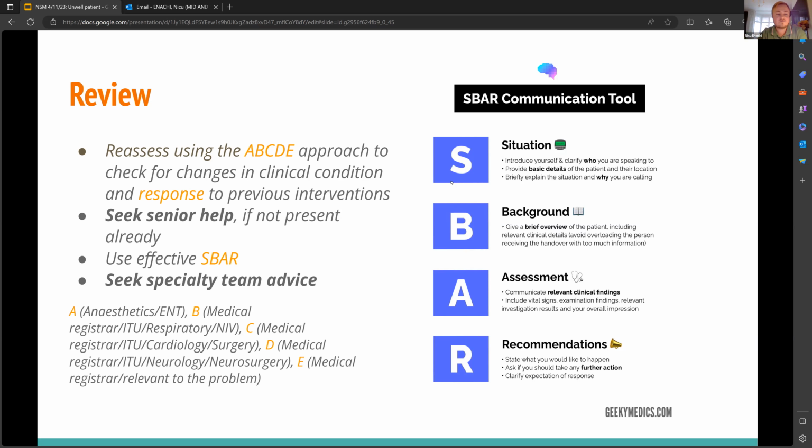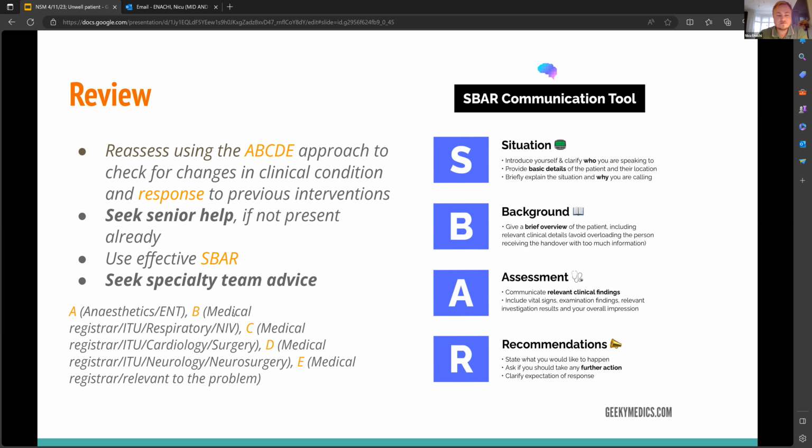After your review, again, if you feel like you, as the doctor there with the unwell patient, need someone's help apart from your senior, or your senior has asked you to get someone else's help: if it comes to a problem with A, airway, then your next port of call would be your senior doctor, your medical registrar, your anaesthetics department or ENT.